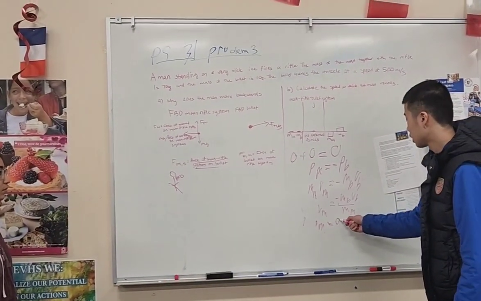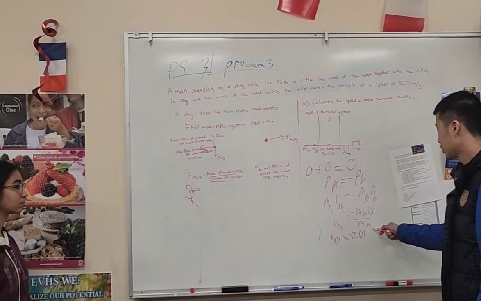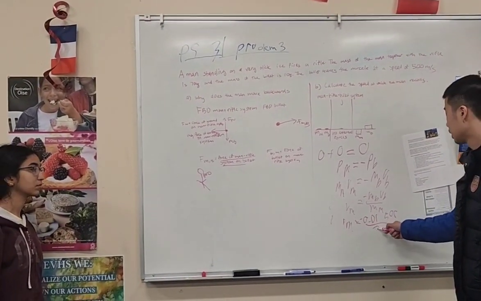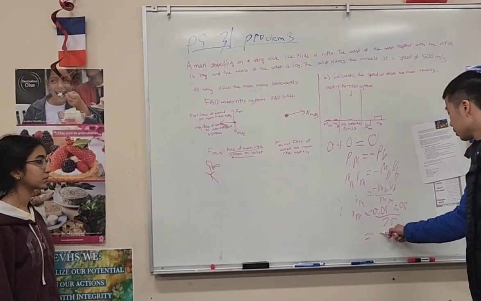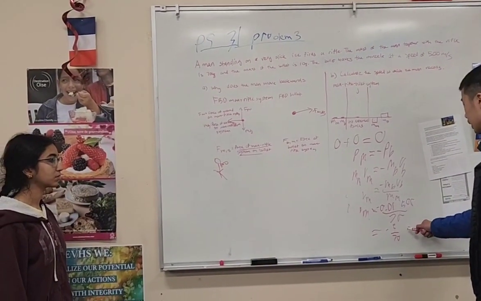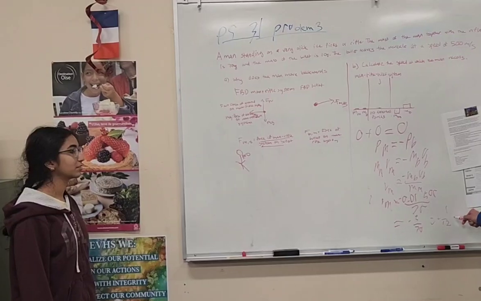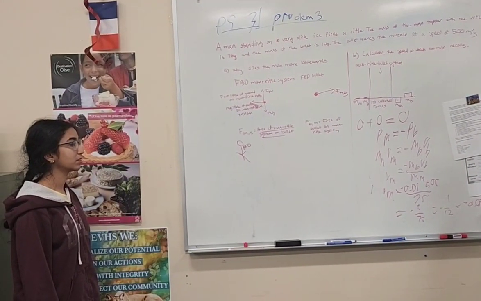Velocity of man is equal to the mass of the bullet, which is 0.01 kilograms, times the velocity of the bullet, which is 500 meters per second, divided by the mass of the man, which is 70. Simplifying, this will be equal to negative 5 over 70, or negative 1 over 14, which is around negative 0.07 meters per second.